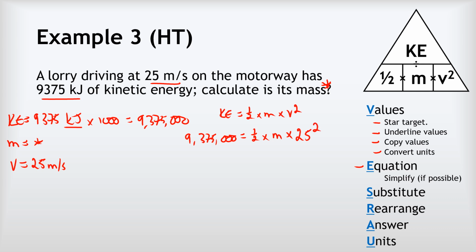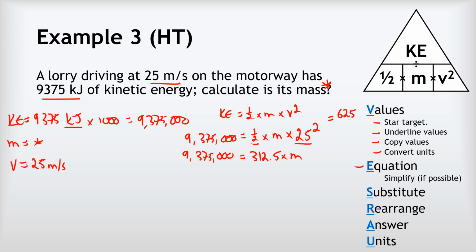Now, we need to rearrange this to make m the subject, but before we do that, let's simplify as much as we can. We've got the half here, and we've got the 25 squared there. So 25 squared is actually 625, and half of that will be 312.5. So we can simplify this like this. We can say 9,375,000 joules equals 312.5 multiplied by m.